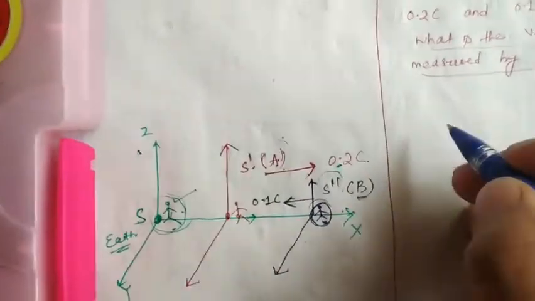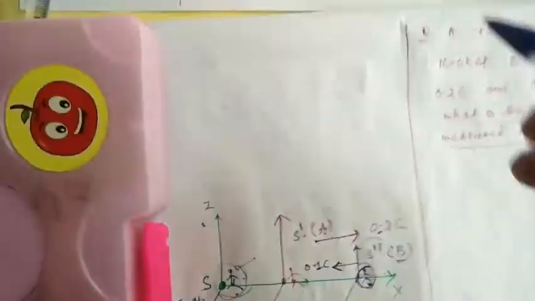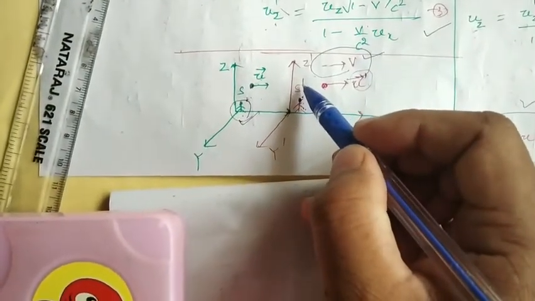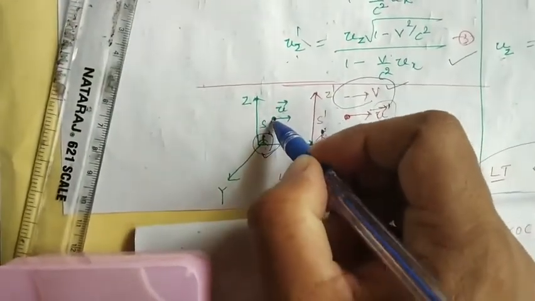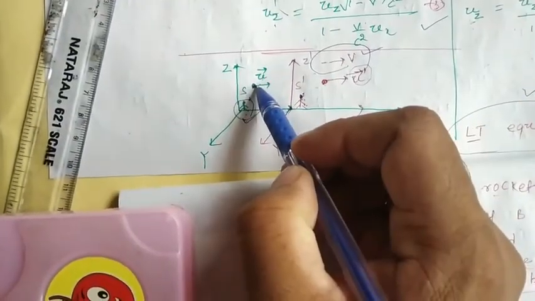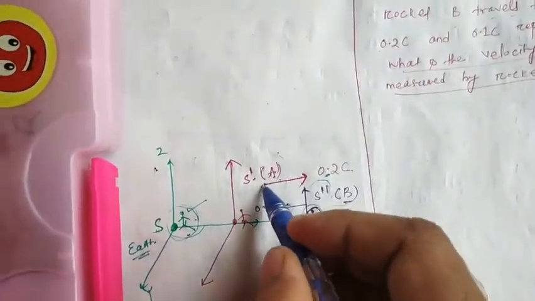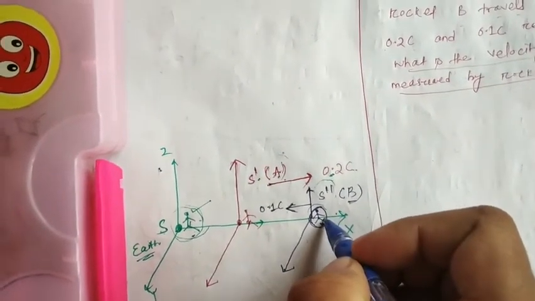That means we can say that if we consider S dash is equivalent to S double dash is equivalent to S dash, and this S dash frame belongs to the particle u. Then we can find the velocity of this u with respect to S dash, or here we can say velocity of A with respect to B. Again I am explaining, you just carefully watch.